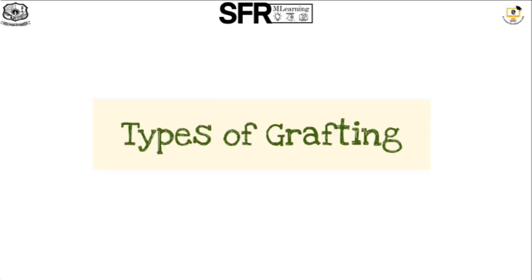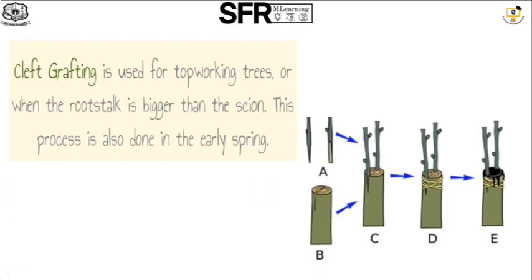There are so many grafting types. We are well known about cleft grafting. This is the common cleft grafting technique. It is used for top working trees or when the rootstock is bigger than the scion. This process is also done in the early spring.